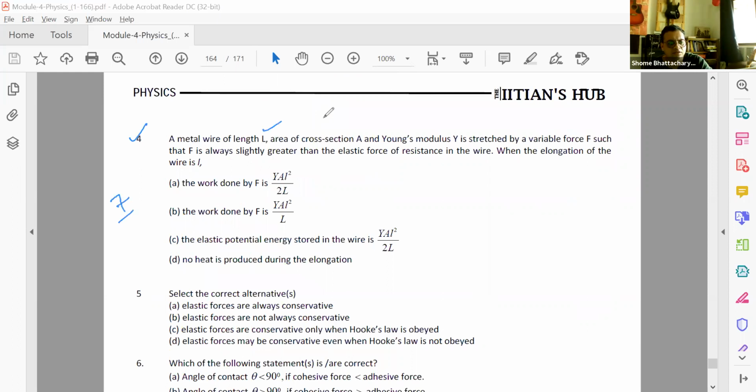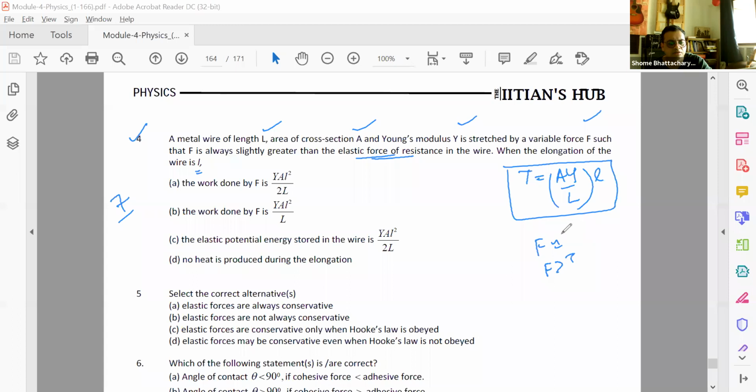A metal wire of length L, area A, Young's modulus Y is stretched by a variable force F such that F is always slightly greater than the elastic force of resistance when the elongation is small l. So what is the resistance force, the tension? It is AY by capital L into small l. The natural length is given to us as capital L. So this is the tension. So the force is always slightly greater than the tension, so it's almost equal to it.